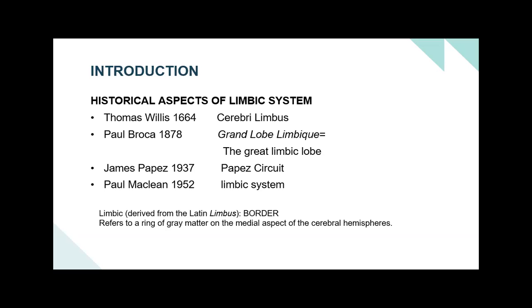Thomas Willis in 1664 gave the term cerebral limbus. Paul Broca in 1878 gave it the term grand lobe limbique, the great limbic lobe. James Papez in 1937 described the Papez circuit, and Paul MacLean in 1952 gave it the name limbic system. The term limbic is derived from the word limbus, which means border, which refers to a ring of gray matter on the medial aspects of the cerebral hemisphere.